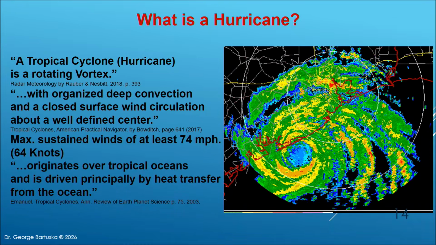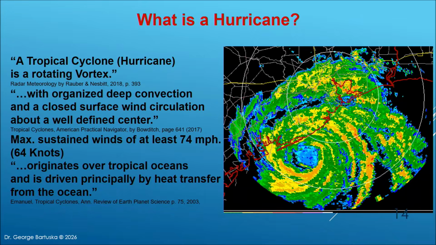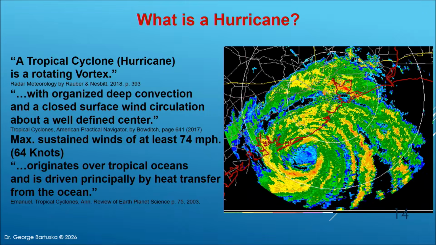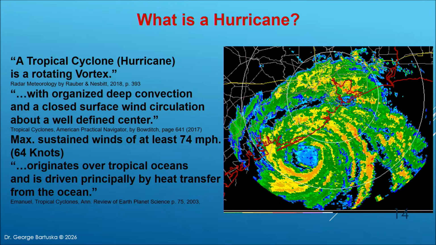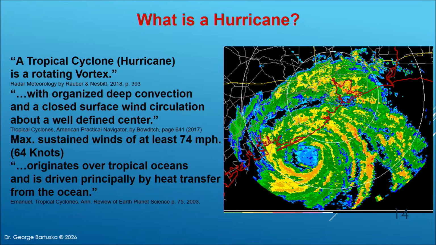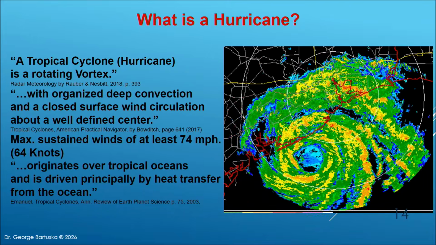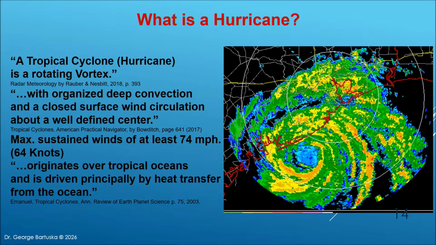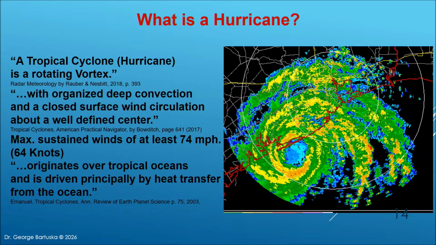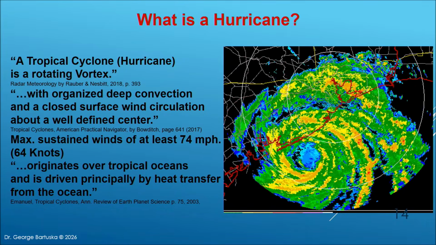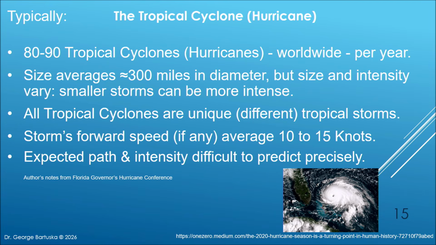What is a hurricane? A hurricane, or a tropical cyclone, is a rotating vortex with deep organized convection and a closed wind circulation around a well-defined center, with maximum sustained winds of at least 74 miles an hour or 64 knots. They originate over the tropical oceans and are driven principally by the heat transfer from the ocean, both the sensible heat that we can feel and the latent heat from condensation, which I'll talk about in a minute.